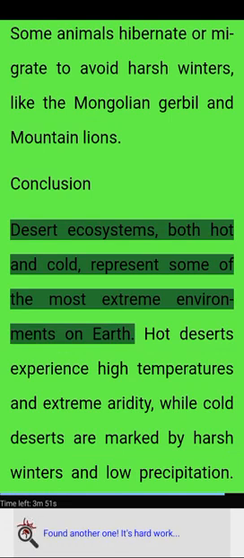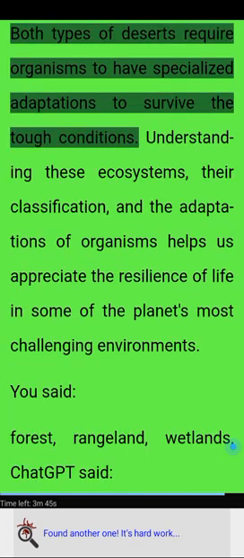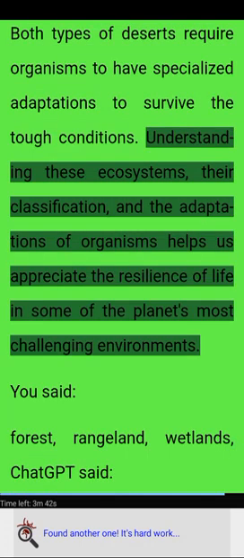Conclusion. Desert ecosystems, both hot and cold, represent some of the most extreme environments on Earth. Hot deserts experience high temperatures and extreme aridity, while cold deserts are marked by harsh winters and low precipitation. Both types of deserts require organisms to have specialized adaptations to survive the tough conditions. Understanding these ecosystems, their classification, and the adaptations of organisms helps us appreciate the resilience of life in some of the planet's most challenging environments.